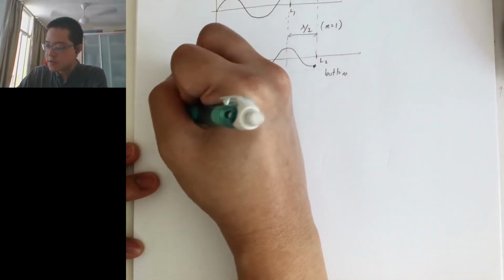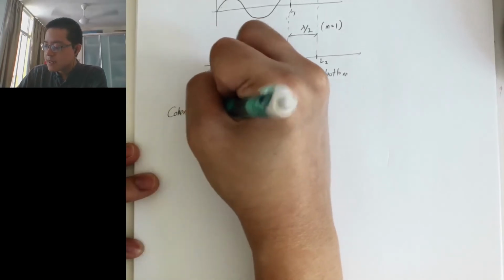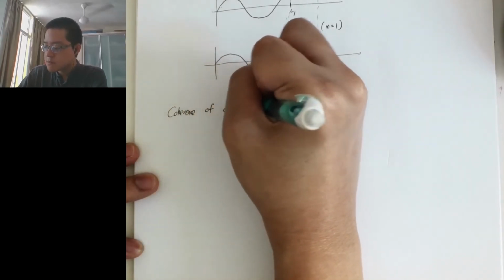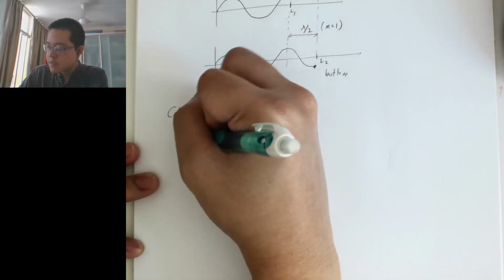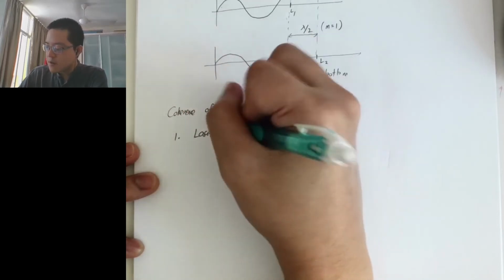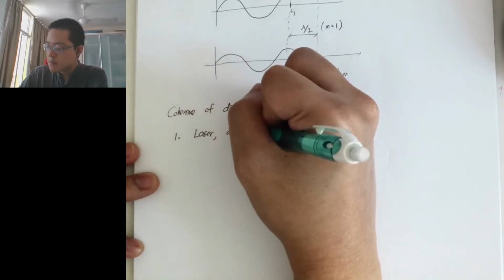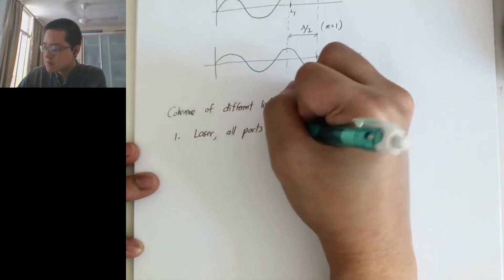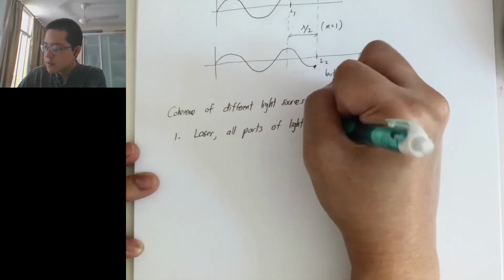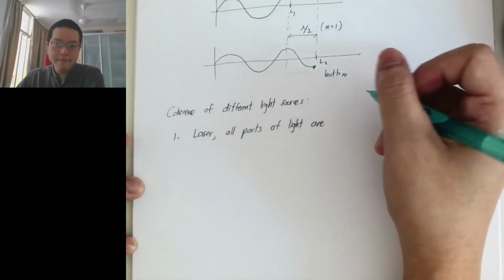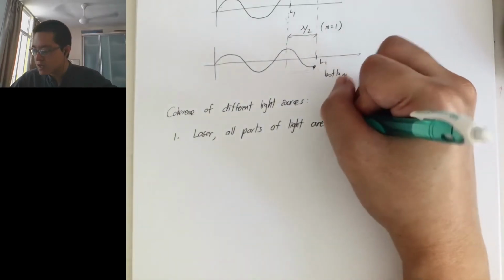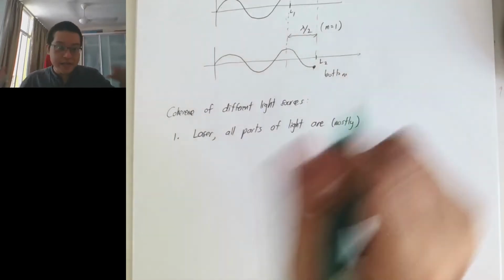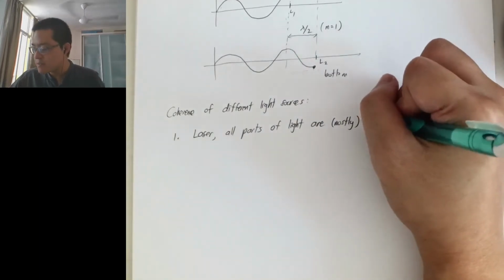So let's say coherence of different light sources. For example, a laser: all light is the same phase. All parts of the light, I should say. If you go into more advanced laser engineering theory, it's actually not perfectly the same phase, but the majority of the light is, so I should say mostly the same phase. But in the ideal case, we assume it's the same phase.